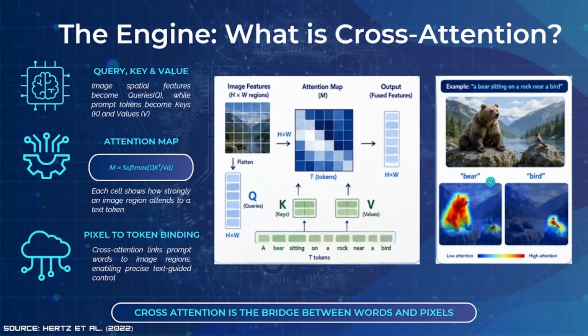On the right side, we can see an example based on the prompt, a bear sitting on a rock near a bird. So the heat map of the word bear shows strong attention around the bear region. The heat map for the word bird shows strong attention around the bird region. So this relationship is known as pixel to token binding. Therefore, cross attention acts as a bridge between words and image regions.